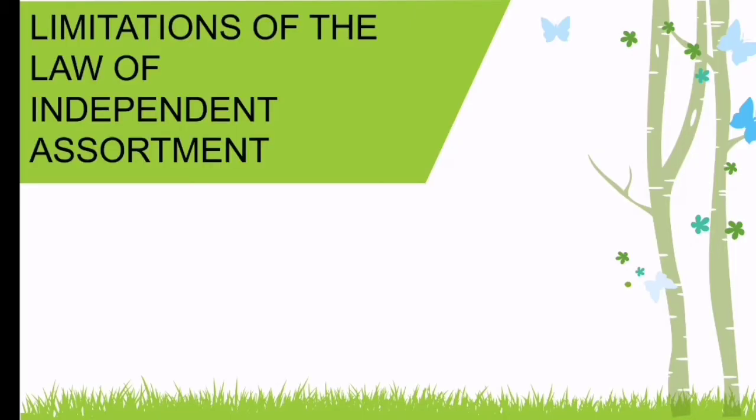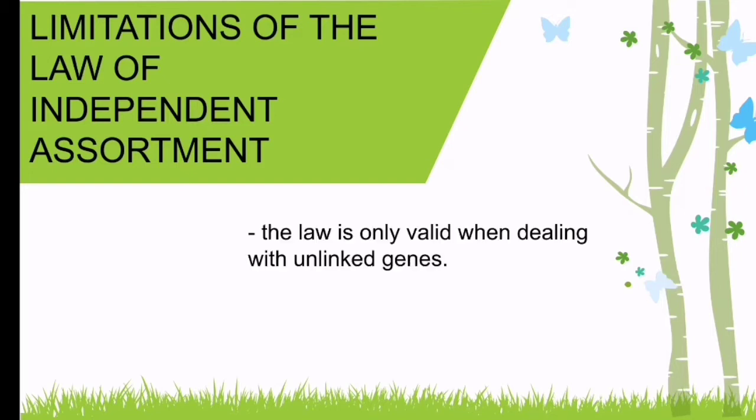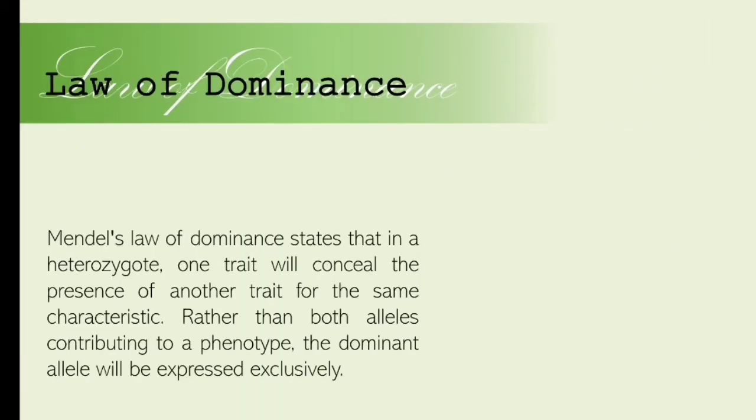As for the limitations of the law of independent assortment, it is important to know that this law is only valid when dealing with unlinked genes. When genes are carried close together on the same chromosome, the alleles are often placed in the same gametes during meiosis. The percentage of time they travel to the same gametes together depends on how close together they are on the chromosome. And the third law is the law of dominance.